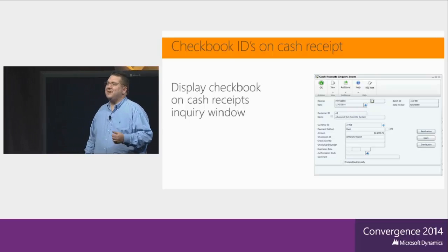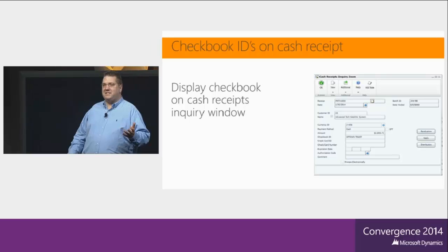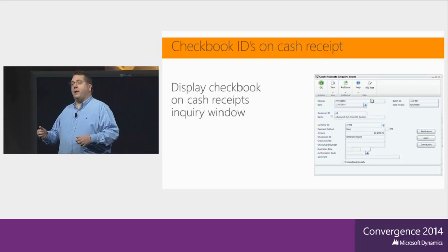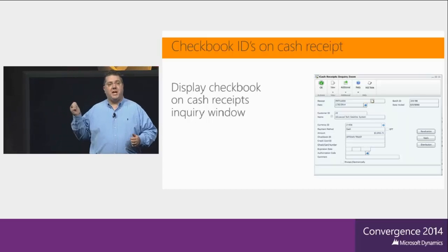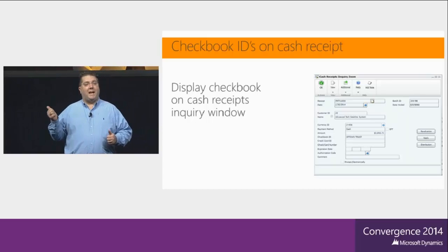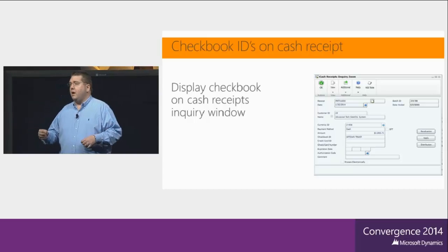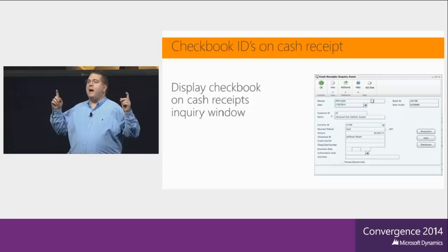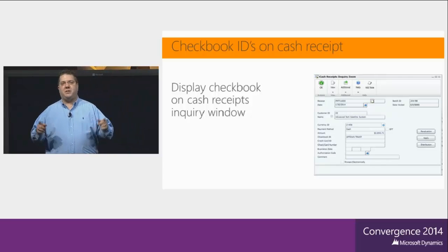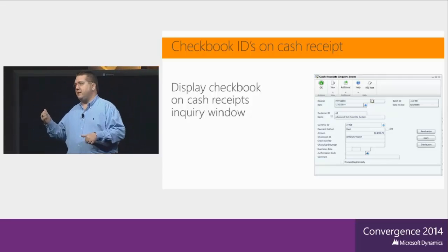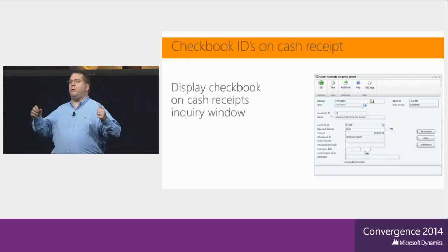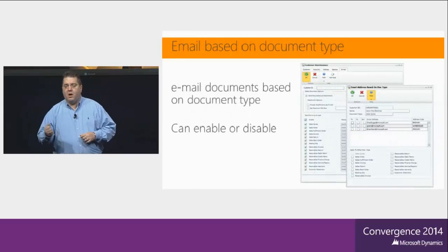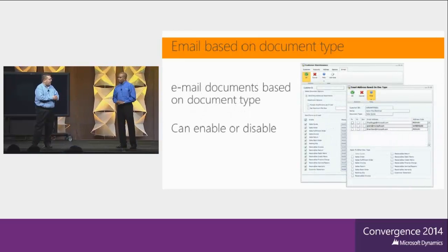All right, cash receipts. We start working with cash receipts and we realize, I don't know what checkbook this went into. Well, the new inquiry window in Dynamics GP now has the checkbook as well, so we can actually see this all in one spot. But what's most important is that this came from you guys. You guys voted for this on Microsoft Connect, you told the team you want it, and now it's in the product. And so it's really important for you to go out and tell the team what you want, and it will get in there.